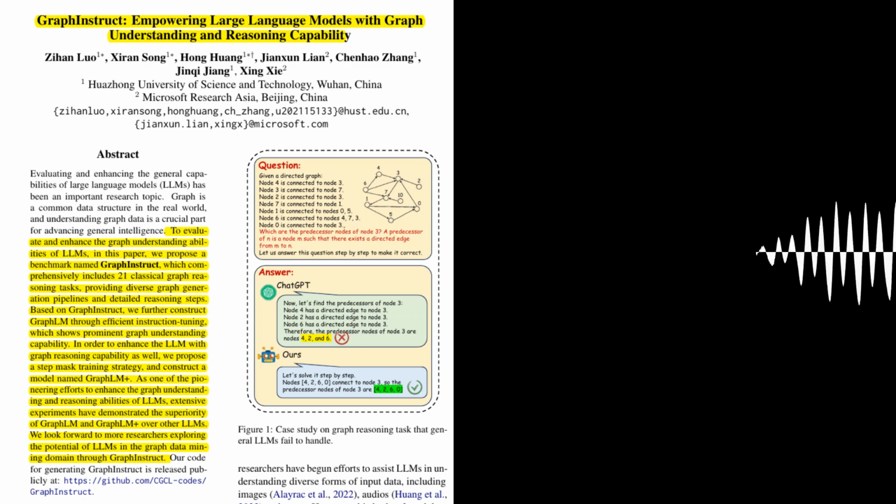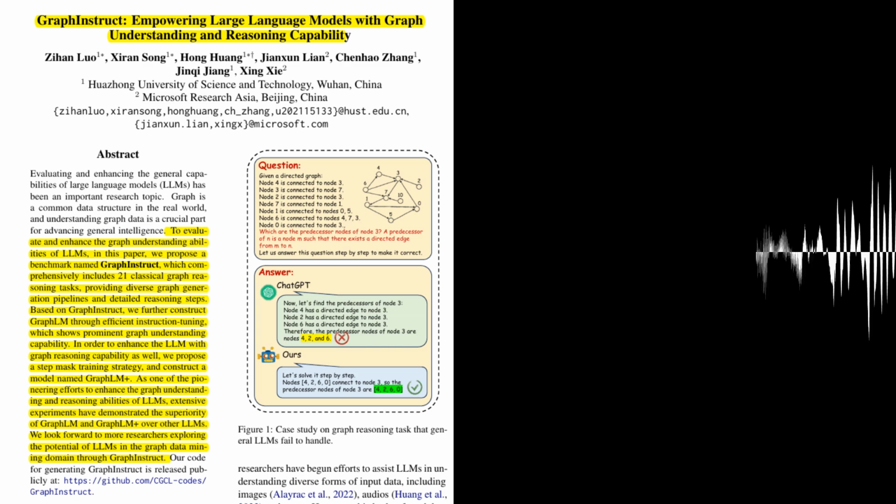How does GraphInstruct ensure that the LLMs are truly understanding the graph data rather than just memorizing patterns? GraphInstruct incorporates several features to address this. First, it generates graphs with diverse structures and sizes, including random, small world, and scale-free networks. This forces the LLMs to generalize their understanding beyond specific graph types. Second, it offers different ways to describe the graph, such as edge lists, adjacency tables, and natural language descriptions. This tests the LLM's ability to adapt to different input formats. So the benchmark is designed to be challenging.